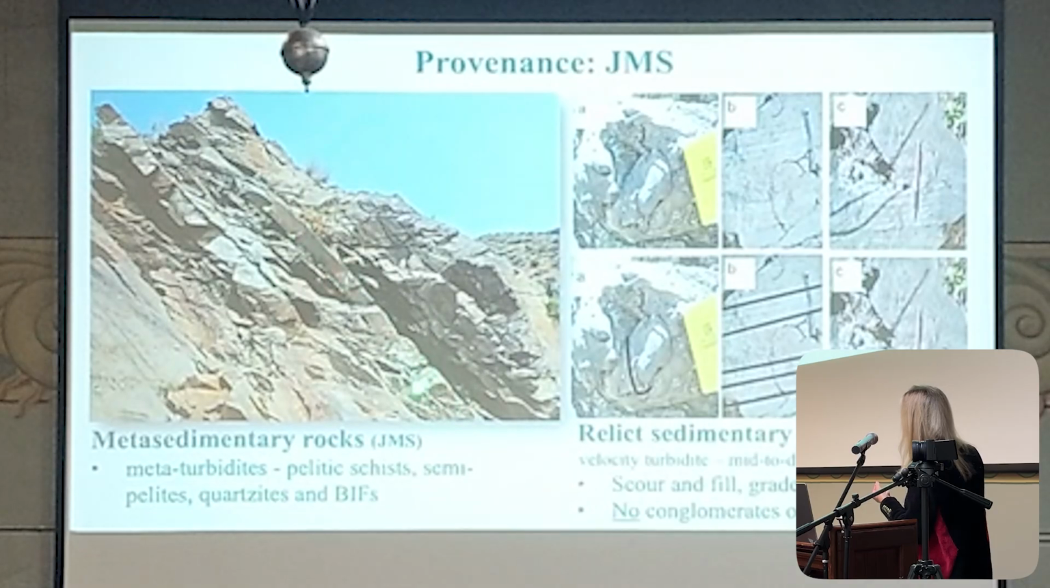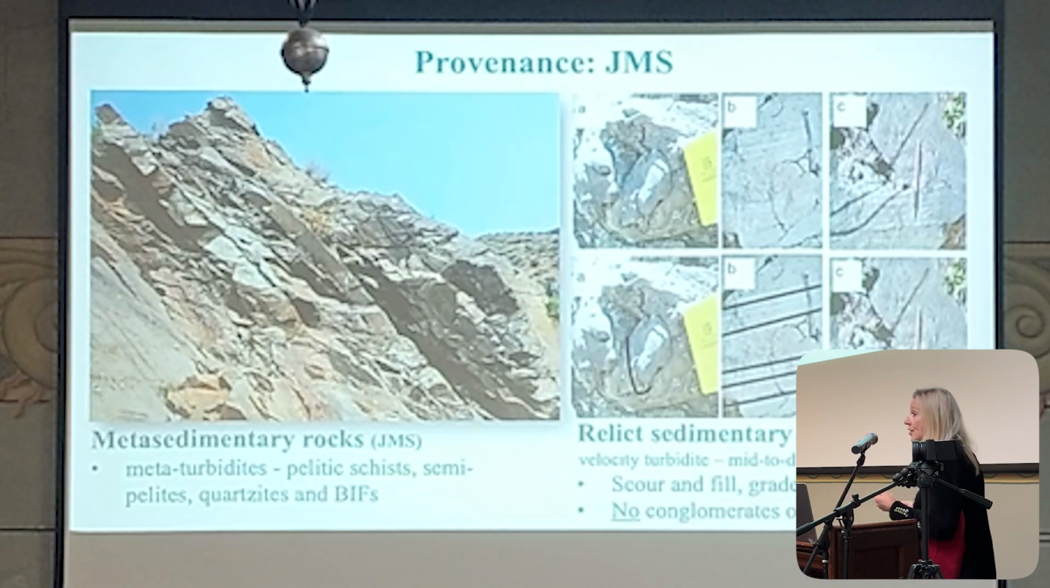So here, the rocks in this sequence have been investigated and shown to be metaturbidites, pelitic schists, semi-pelites, quartzites, and even some banded iron formations. And they still retain some relic sedimentary structures. There's scour and fill, there's graded beds, there's cross beds, but there's no conglomerates and no rip-up clasts. So these have been interpreted to be basically low-velocity turbidites that likely formed mid to distal fan in a pretty stable margin.